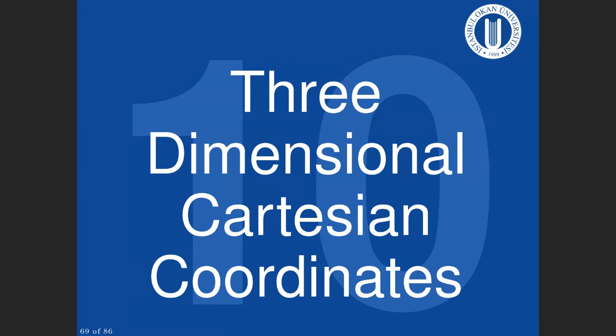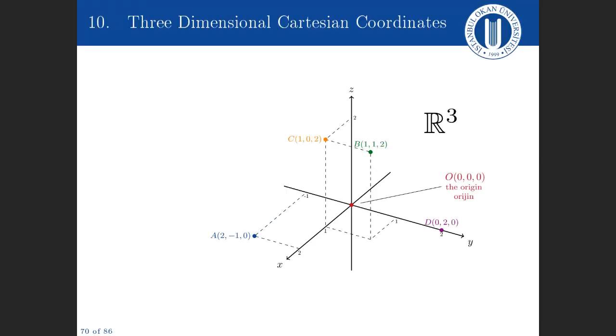My third and final chapter for today's lesson is about three-dimensional Cartesian coordinates. To describe the position of a point in three-dimensional space, we need three numbers: an x-coordinate, a y-coordinate, and a z-coordinate.